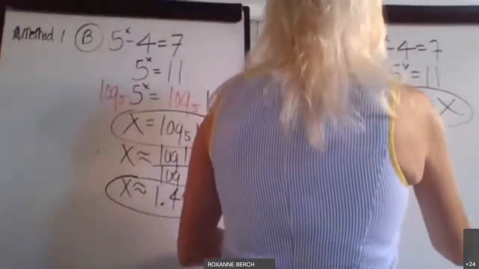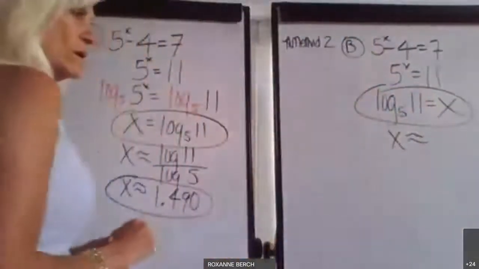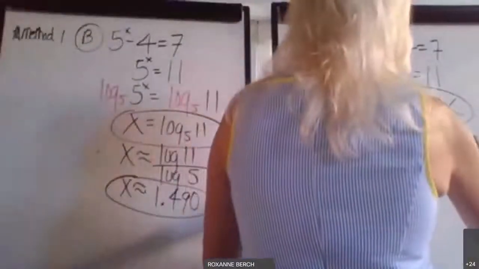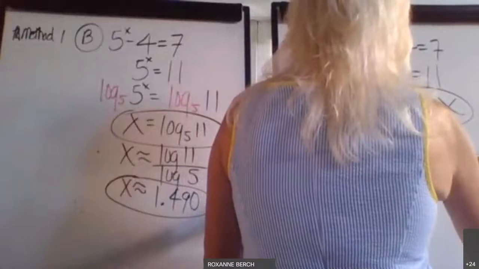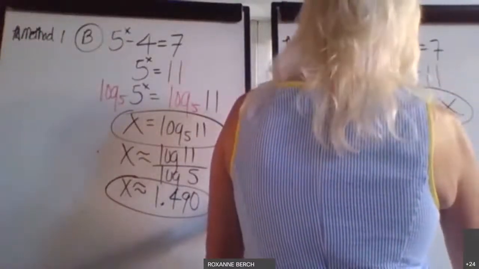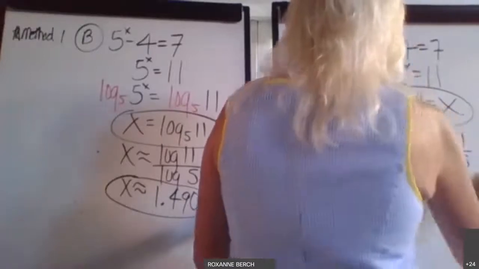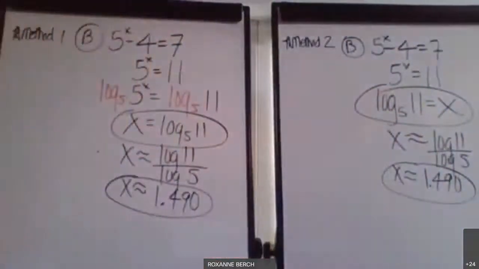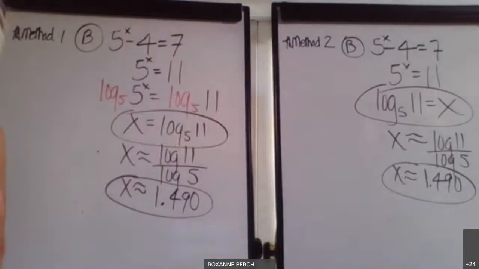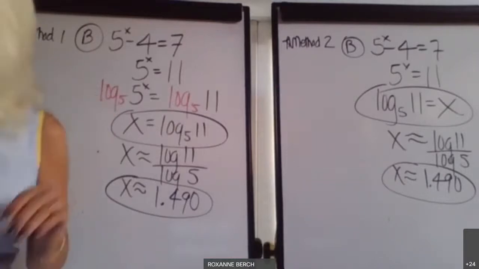That's the exact answer. And for the approximation, you would have to use the change of base. So it'd be log base 10 of 11 divided by log base 10 of 5. But we're going to get the same answer as over here, 1.490. So it doesn't matter how you want to do it. It seems like that way's easier, but it's hard for people to remember the definition. So either way.